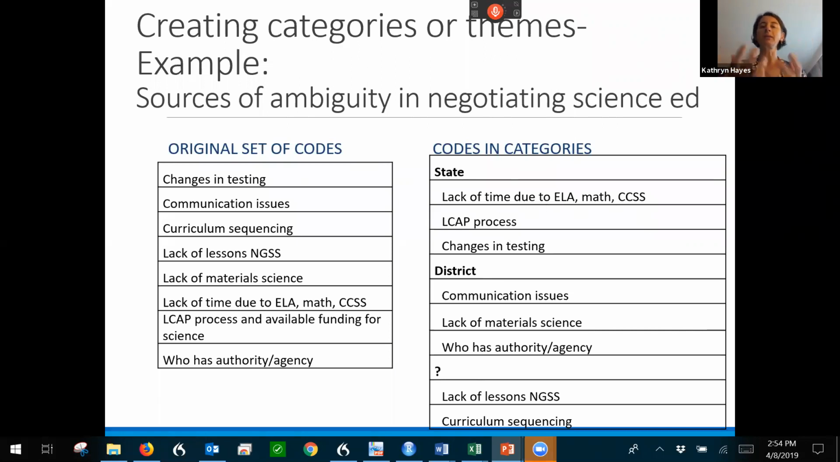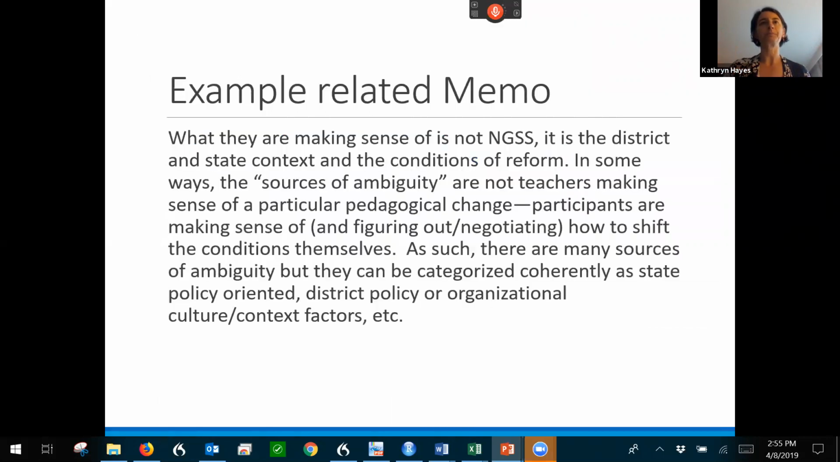Then there were areas within the district, things like communication issues within the district, lack of materials for science, wondering who has authority over science education as another part of district. And then I had two left over, and you can see this question mark. I was like, I'm not sure where these fit. Lack of lessons for NGSS and curriculum sequencing. So you can see how I've started to put those into categories.